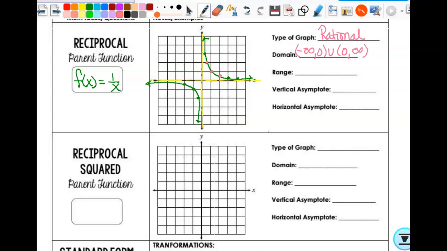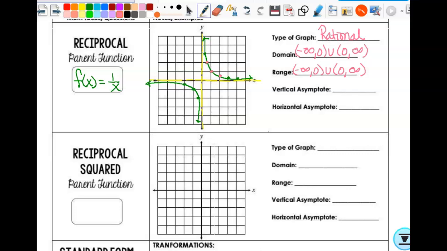My range starts down here at -infinity. I get to use all the y's until I get to 0. I have an asymptote, so I have to start back over on the other side of 0. It looks like that. Left to right, bottom to top, always least to greatest. All right, so then I have a vertical asymptote and a horizontal asymptote.